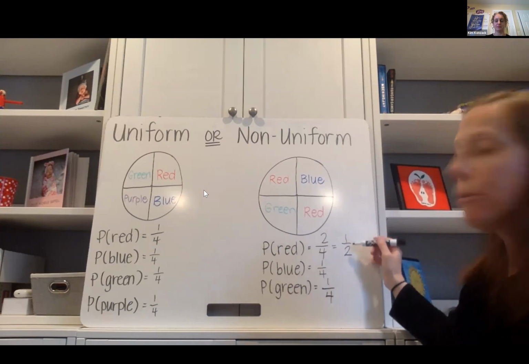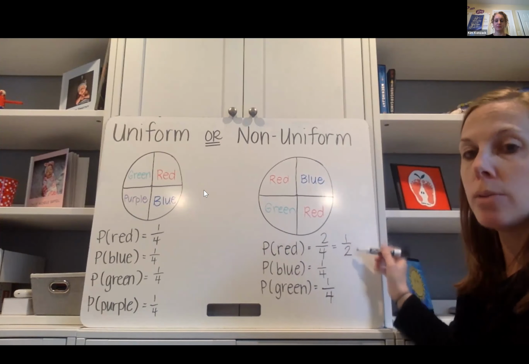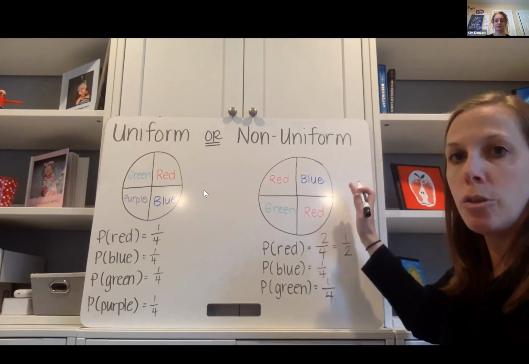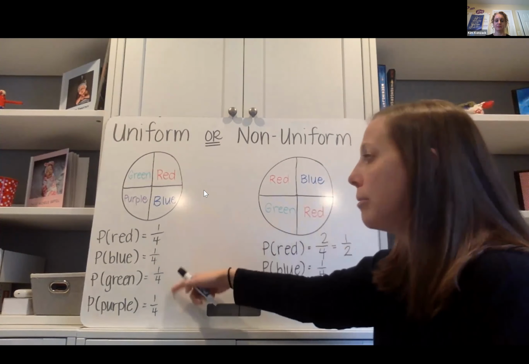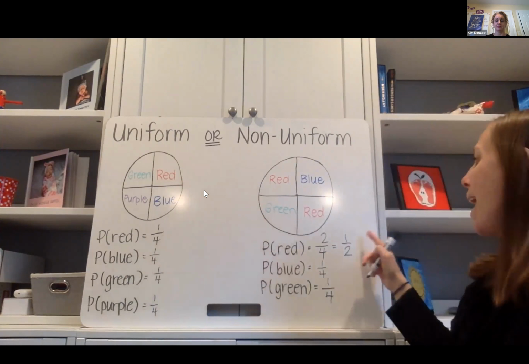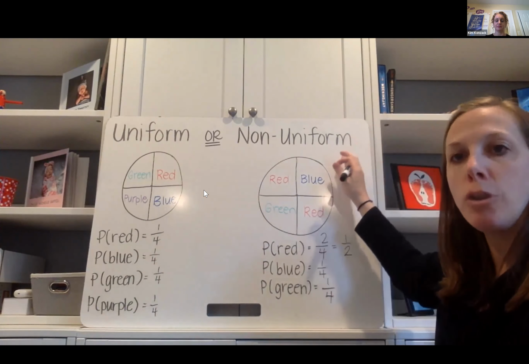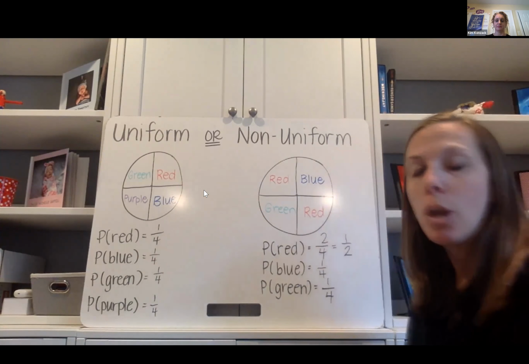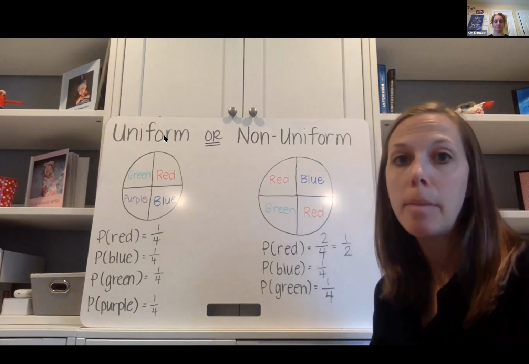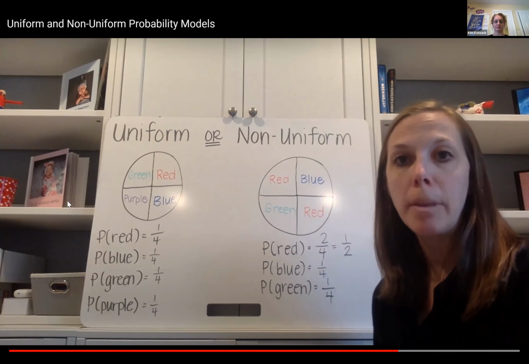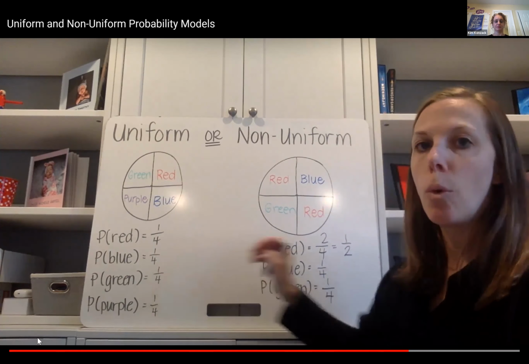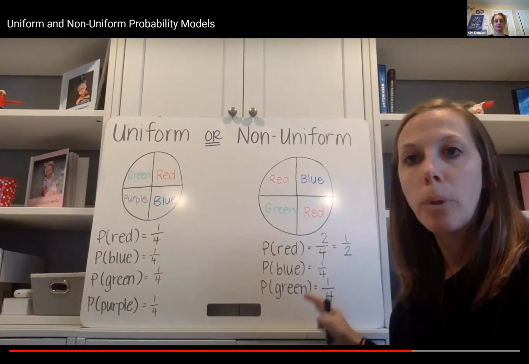Since I have different probabilities here, the probability of red is 1/2, and then blue, it is non-uniform. All of them must be equal for it to be uniform. If any is different, it is a non-uniform probability model. So what you're going to be doing today is continue practicing how we write probability models, how we find theoretical probability, and now we're going to add in the piece of, once you've done that, is it a uniform or a non-uniform probability?